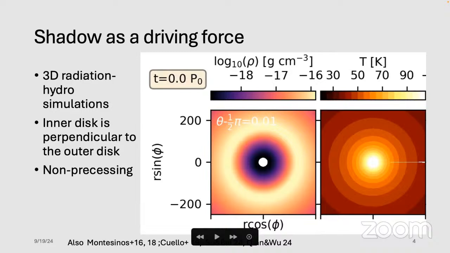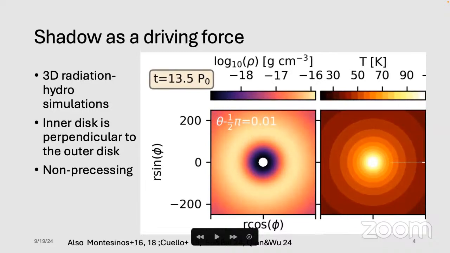That leads to some dynamical effect. So we use a very simple geometry to study the effects of the shadow on the transition disk. The disk is truncated, so there's a cavity, and in the beginning of the simulation, there's no shadow. But then we introduce a shadow in these two directions. This simulates an inner disk that is perpendicular to the outer disk.